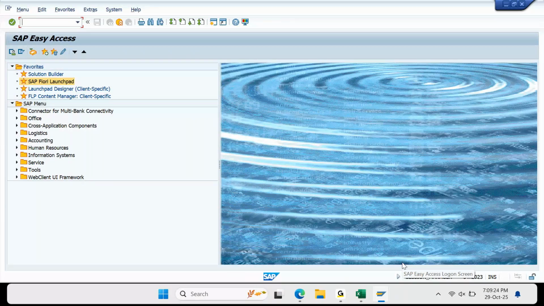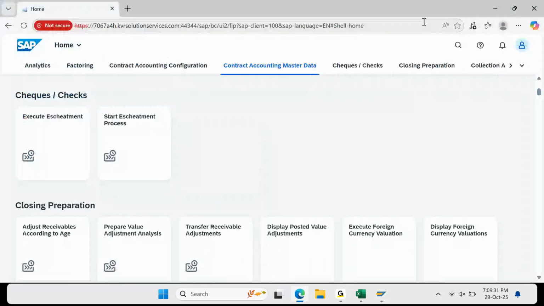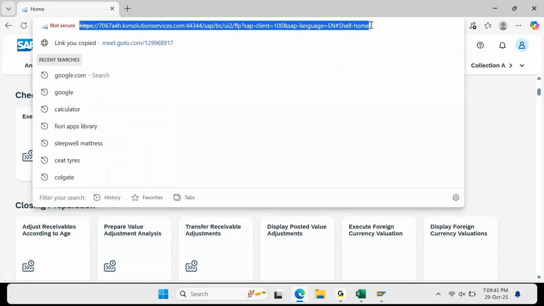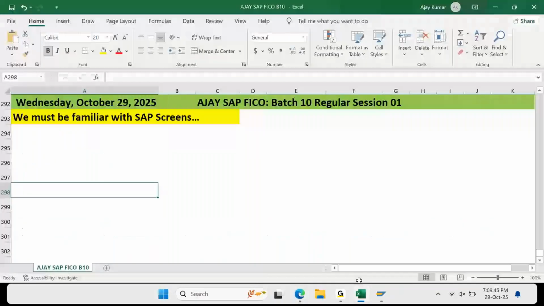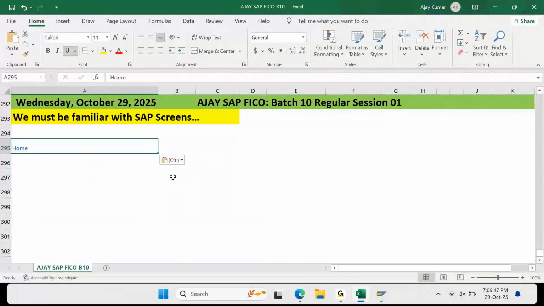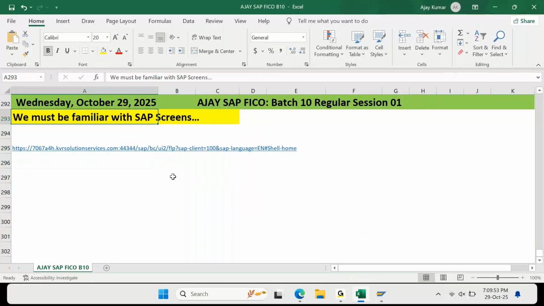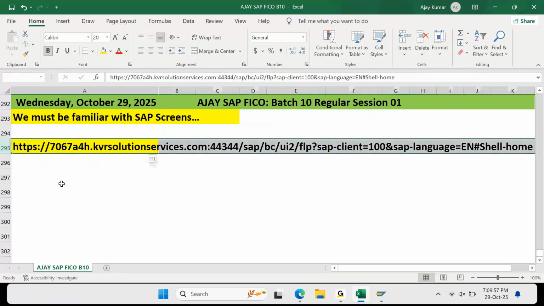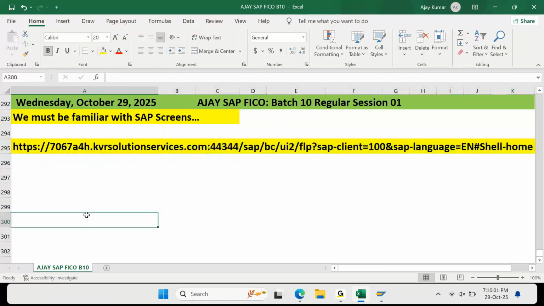On the other side, if you want to log on to SAP using this web page, you don't need to install any logon pad. You don't have to install SAP. All you require is this web page, this URL link. You see this URL link, right? If you copy this URL link and paste it in any browser, you will be able to log in.